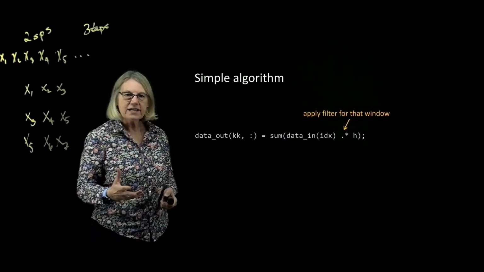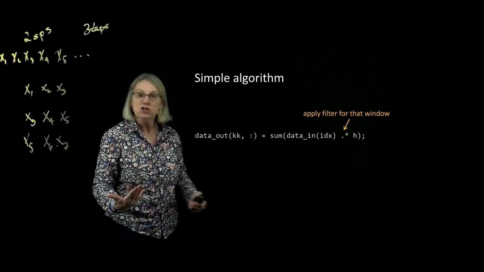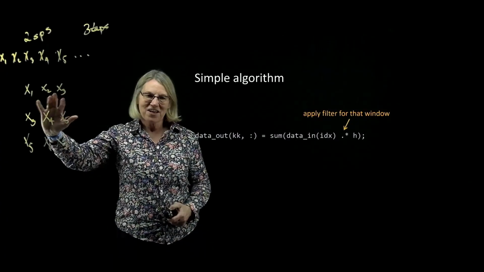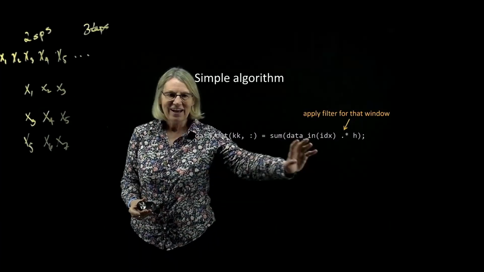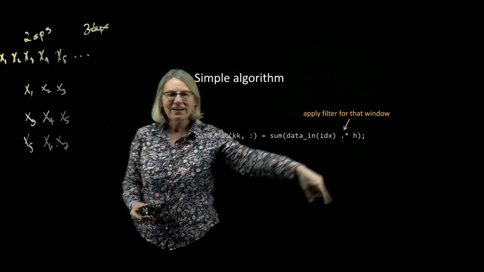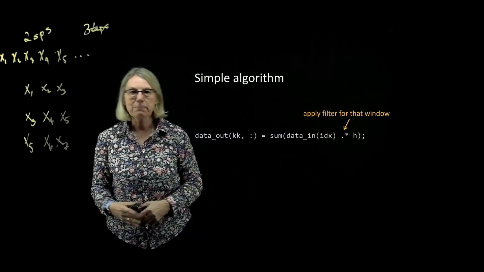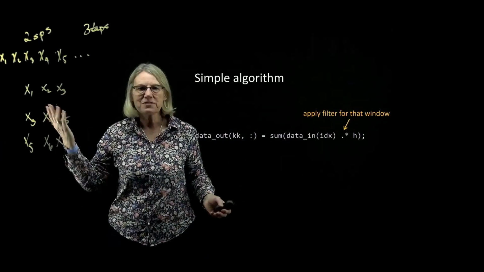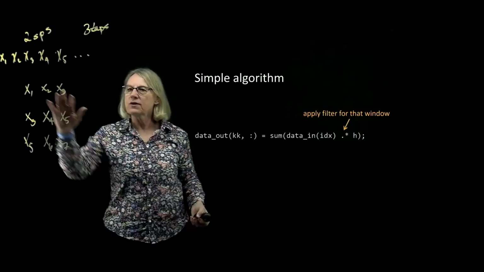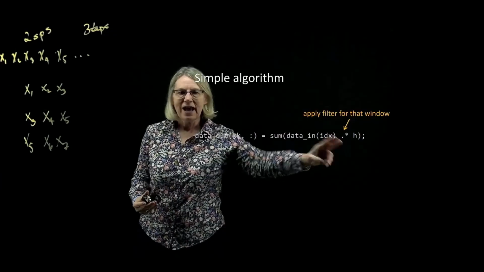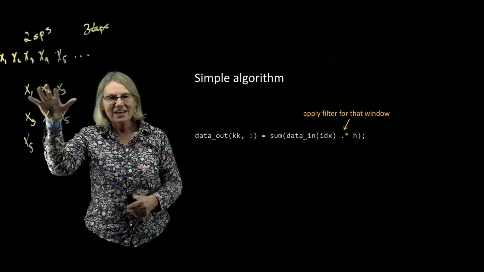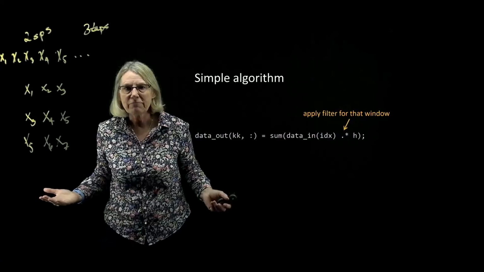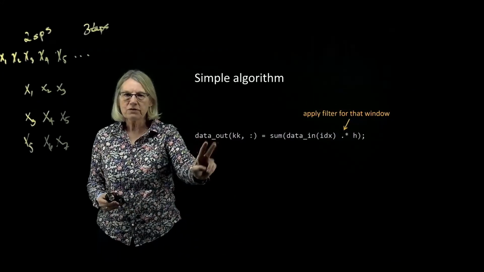So the next point is I'm going to apply the filter. Here I have 3 values for my data in. Here's my H, that's my filter taps. I've got 3 filter taps. That's what I'm going to be adapting. So I take my 3 filter taps, I multiply them by my 3 data, and I sum them. That's the output of my filter.